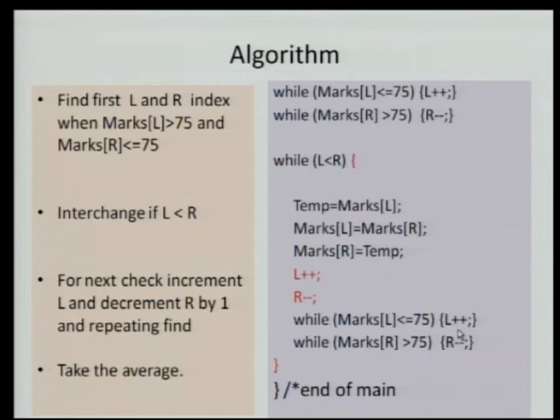And then in the next iteration, in the next step, we once again find the value of new L and new R. So this is the way we try to find the value of new L and new R, and this shows the end of the algorithm. So the most important condition is if L is less than R.